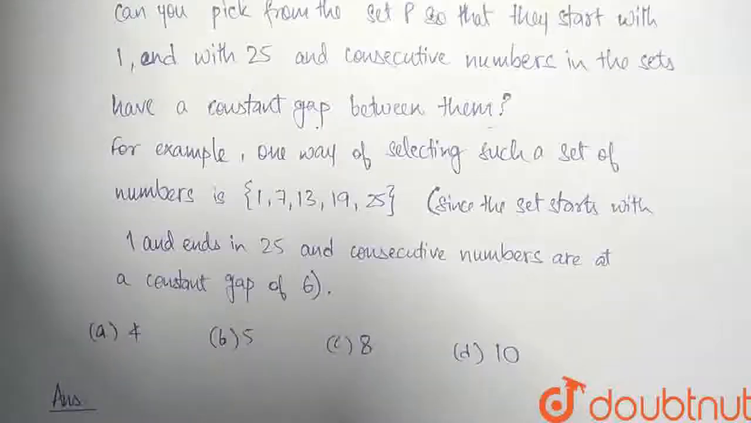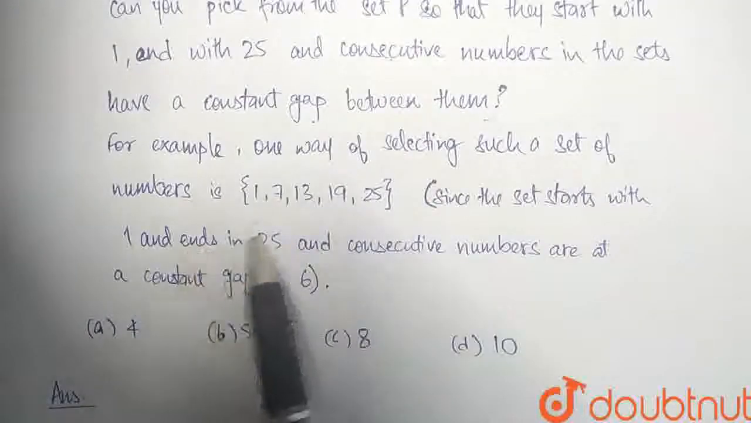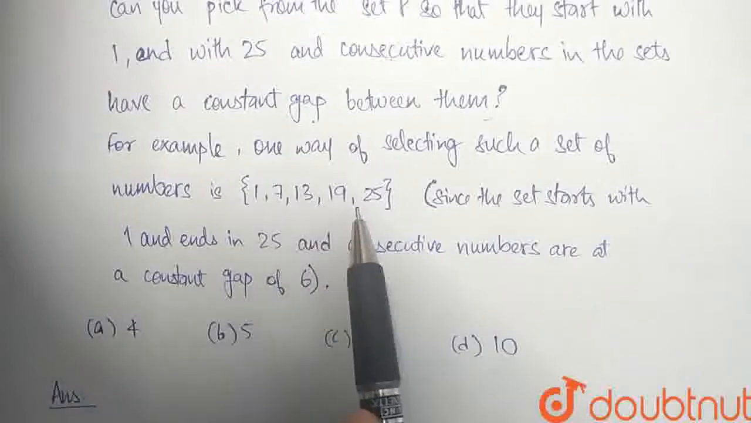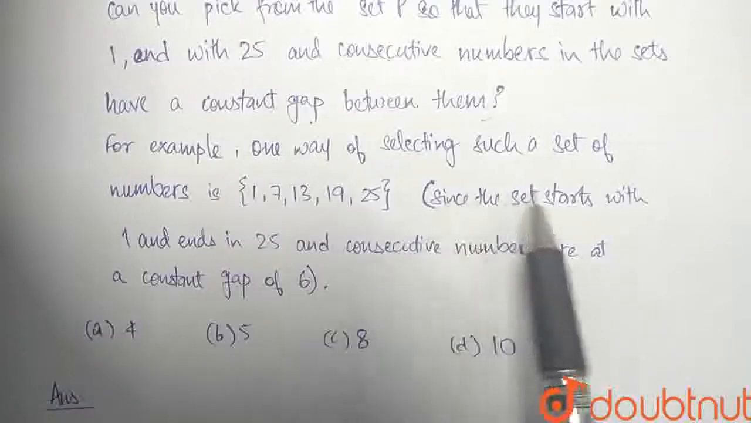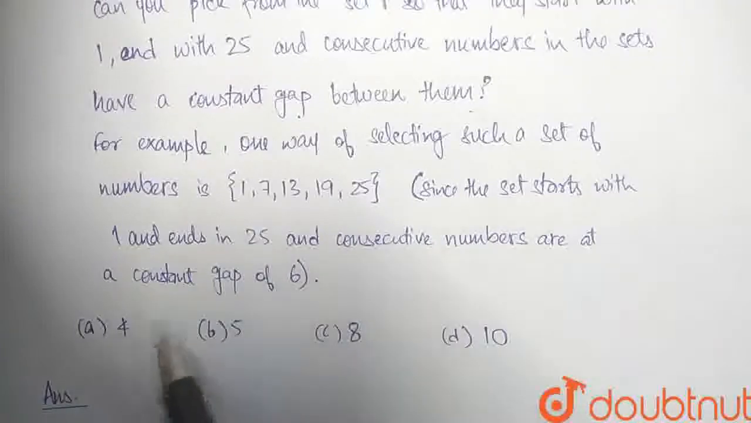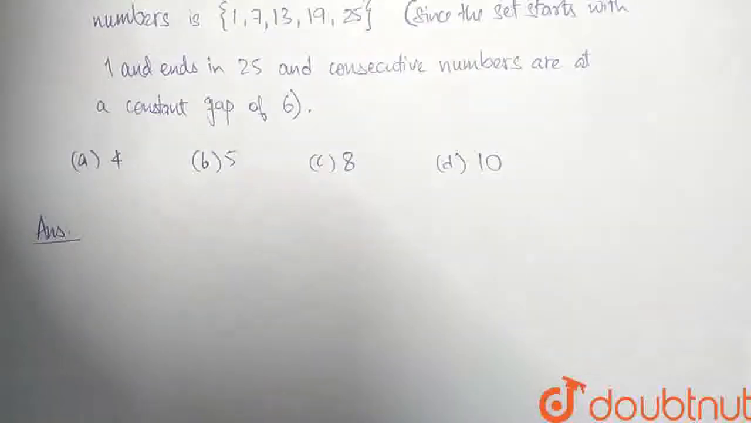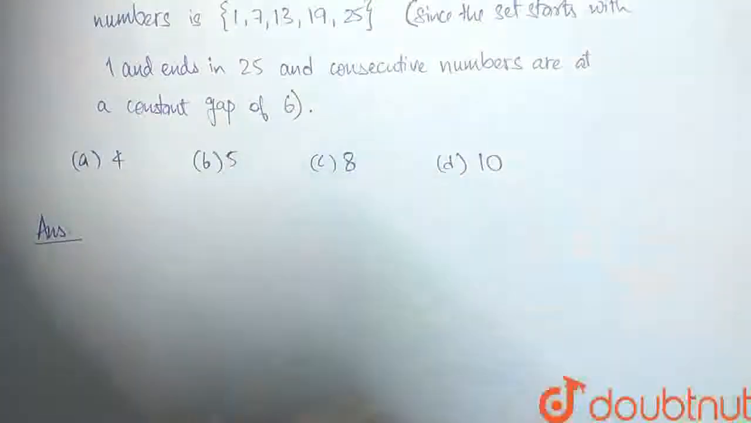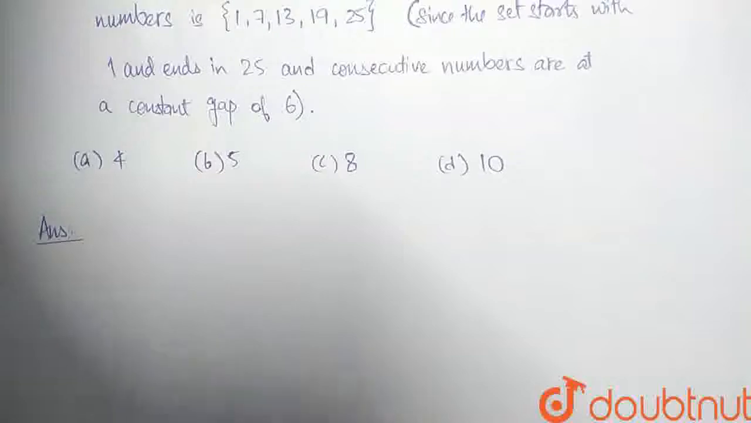For example, one way of selecting such a set of numbers is 1, 7, 13, 19 and 25, since the set starts with 1, ends with 25 and consecutive numbers are at a constant gap of 6. So to solve this, I'll use the very basic equations for an AP, arithmetic progression.